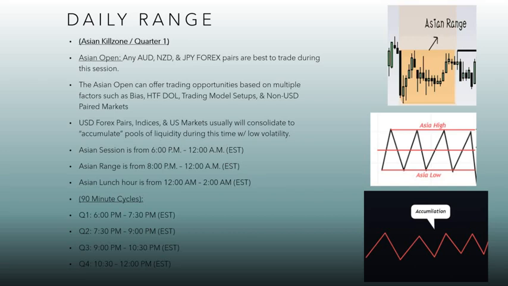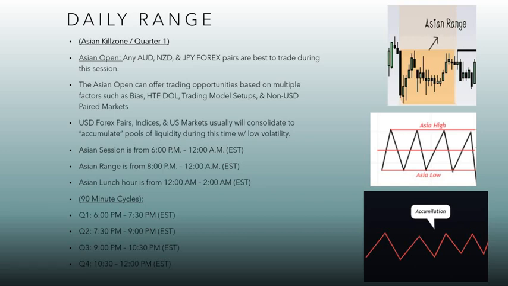Asian session is from 6 o'clock p.m. to 12 o'clock a.m. Asian range is from 8 p.m. to 12 o'clock a.m. Asian lunch hour is from 12 a.m. to 2 a.m. Okay? So the Asian range is just another name for the Asian kill zone. So this is the time where the Asian session is going to be the most volatile, and that's where you want to put on a trade during that time.